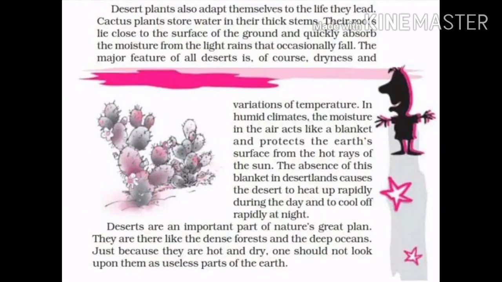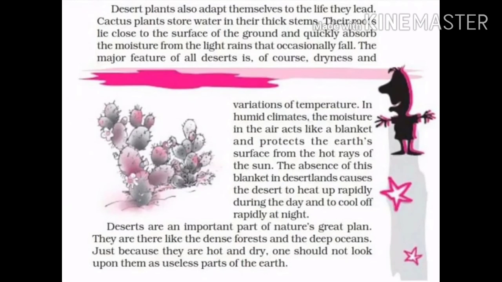Desert plants also adapt themselves to the life they lead. Cactus plants store water in their thick stems. Their roots lie close to the surface of the ground and quickly absorb the moisture from the light rains that occasionally fall. Desert plants can adapt themselves, can change themselves according to the condition in the desert.